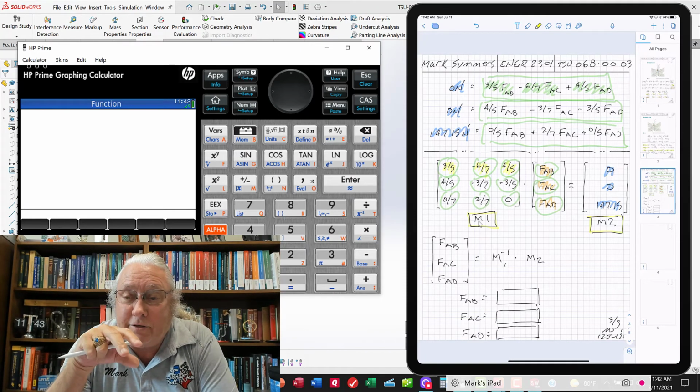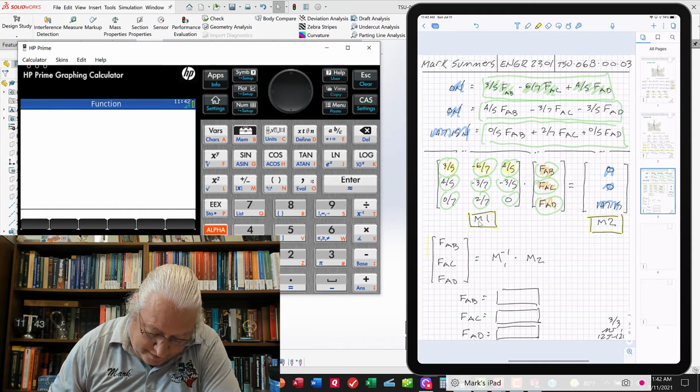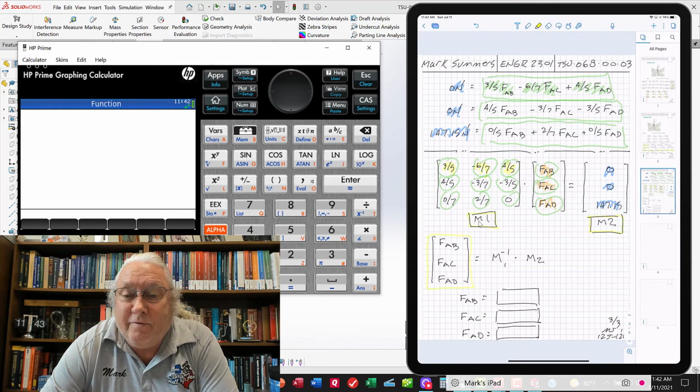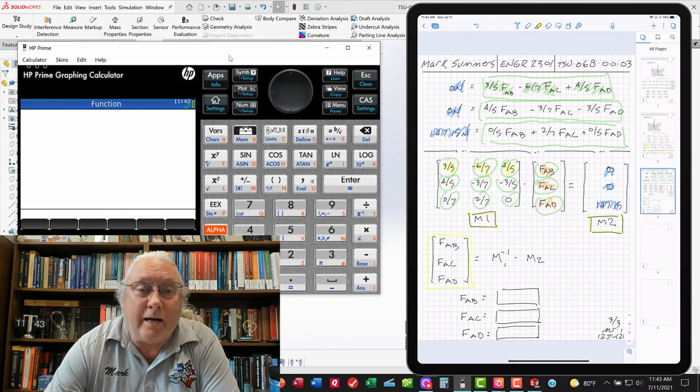I multiply the left side of the equation by the inverse of M1. Well, the inverse of M1 times M1 is going to be the identity matrix, and so I'm just left with FAB, FAC, FAD in a vertical matrix. Then on the right-hand side, I'll multiply the inverse matrix by M2, and that'll solve for FAB, FAC, and FAD. So let's go to my calculator.